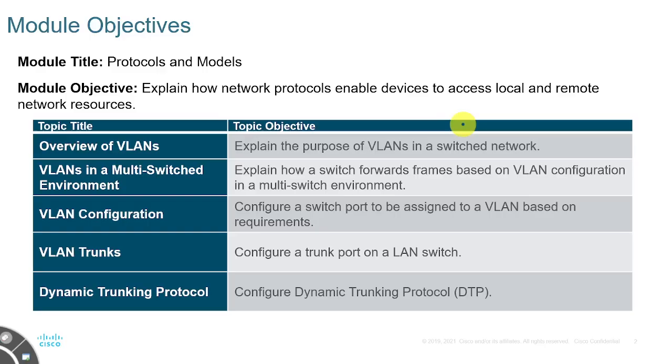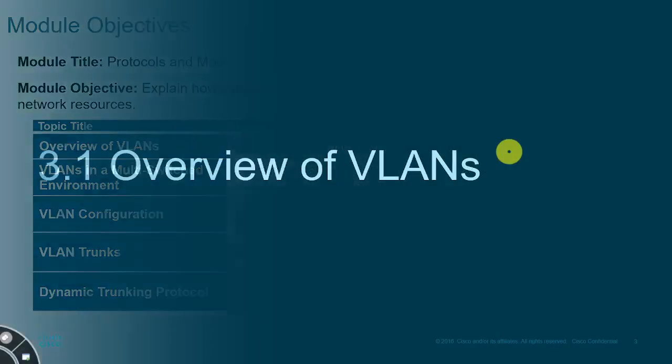That can be assigned to a virtual LAN based on some requirements, quality of service or data or some web traffic. And then we will understand and learn how to configure trunk ports on a LAN switch. Then finally, we will talk about Dynamic Trunking Protocol (DTP) and how we can configure such protocol.